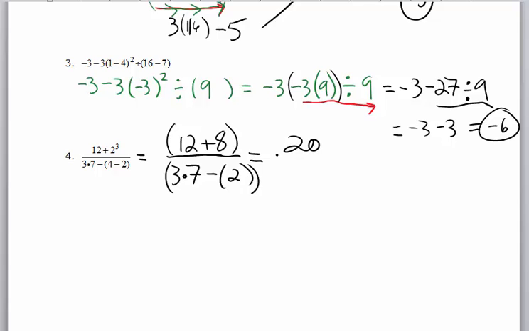So up top, I'm to the addition step, I get 20. Down here, I have to first multiply those, that's 21, and then take away 2. And that should give me 19. Okay, and I always want to reduce a fraction if I can. In that case, I cannot reduce it. 20 over 19 is as simple as it gets.